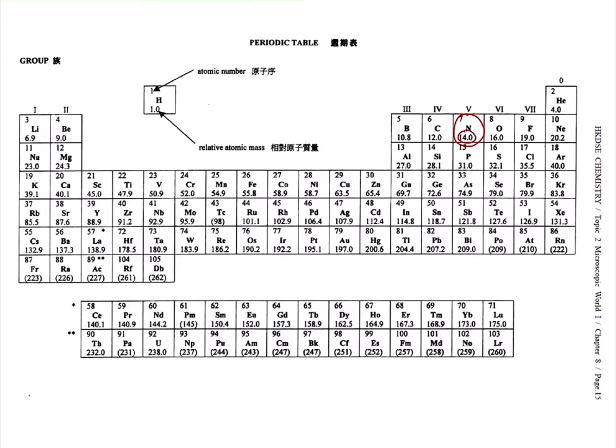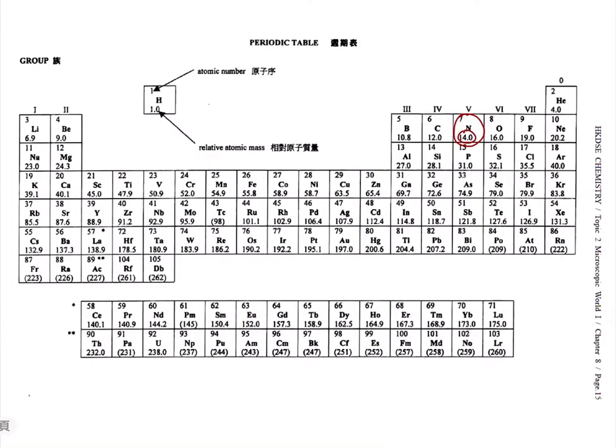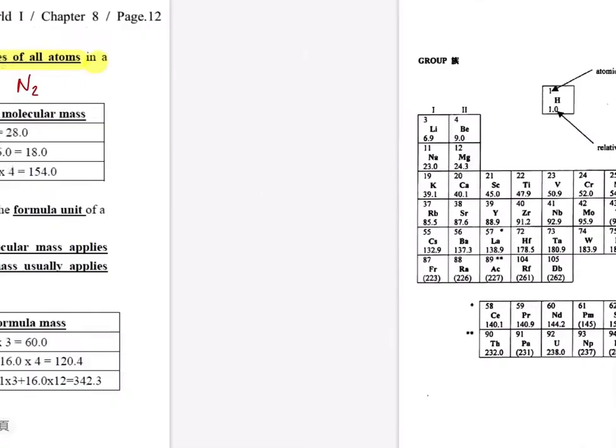Then how about N2? In N2, there should be 2 N. So it should be 14.0 times 2. So it should be 28.0. All right? So it should be 28 after calculating. You can just directly calculate from the relative atomic mass found from the periodic table.